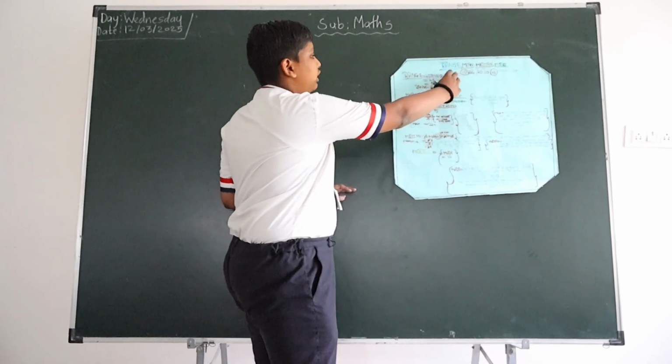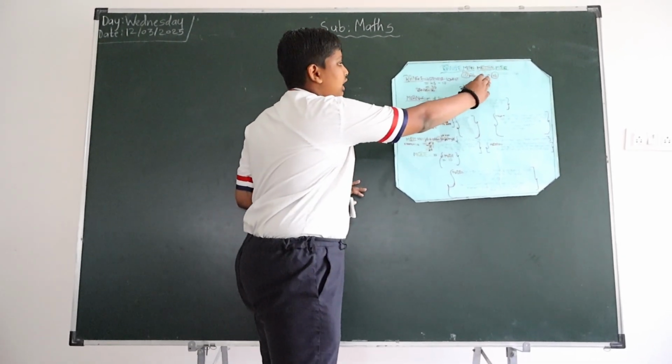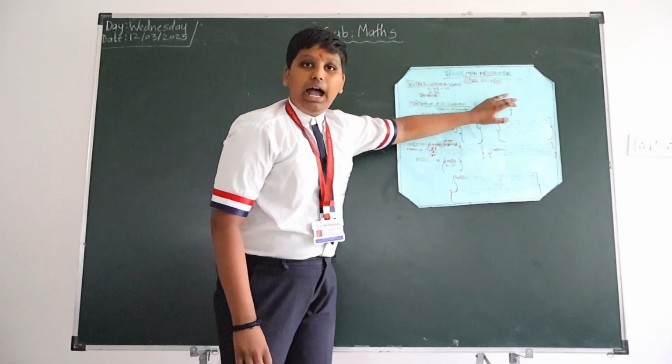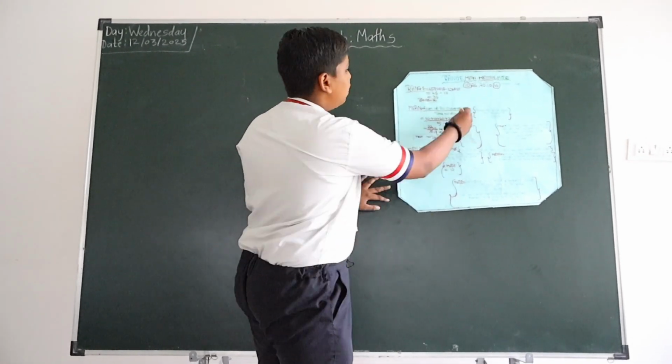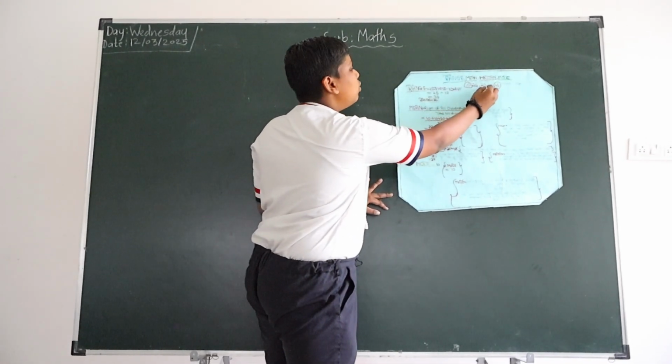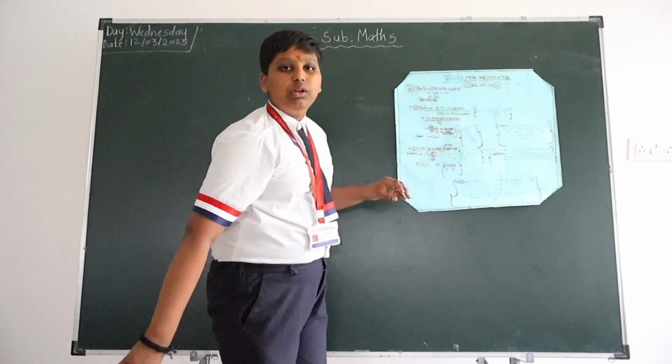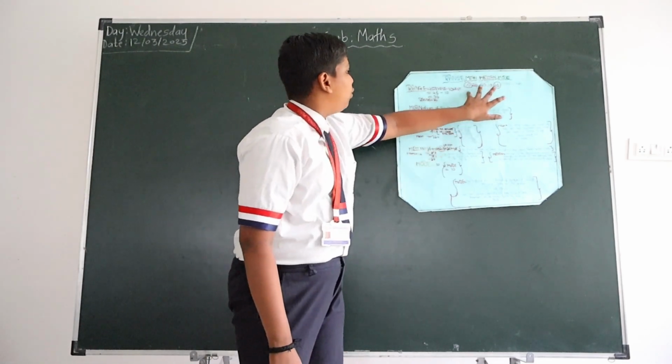For example, take 20, 10, 26, 20, 10 and 46. We have to add them all, and then find how many terms there are. So this is 1, 2, 3, 4 and 5. That means 5 terms are there, and then we have to add them.